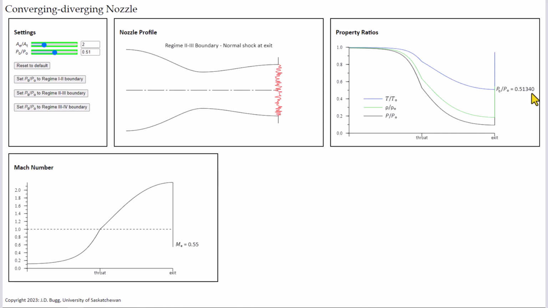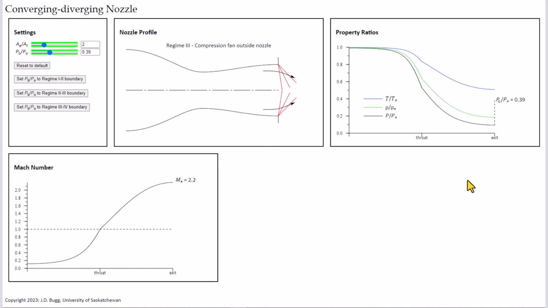Now we're going to reduce the back pressure a little bit more, down to 0.5, and we move into regime 3. As I start to pull this pressure down a little bit further, we have a compression fan outside the nozzle. Notice the downstream or diverging section of the nozzle is purely supersonic with Mach 2.2 at the exit, which corresponds to the supersonic Mach number for an area ratio of 2.